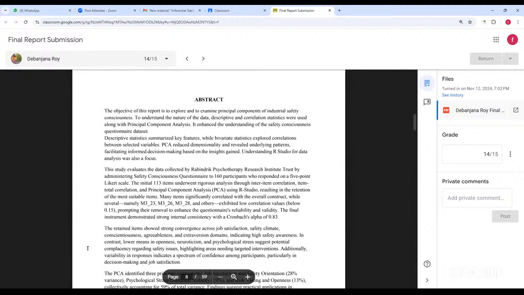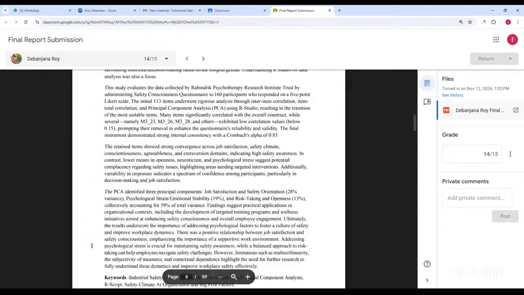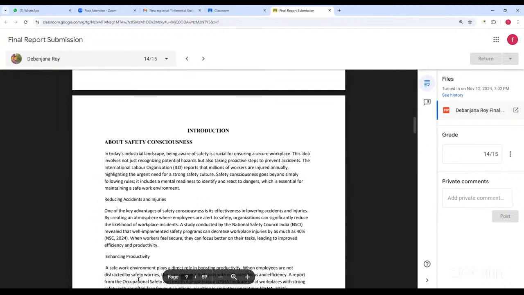It covers how many data you collected and how you have collected the data. Since you have received this data from RPRIT, therefore, what are the information you have received from RPRIT that you can write down. And next will be the result. After that, keywords.